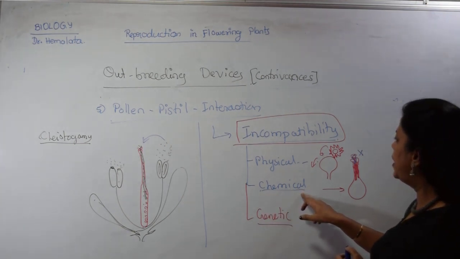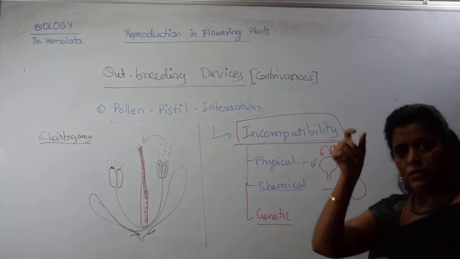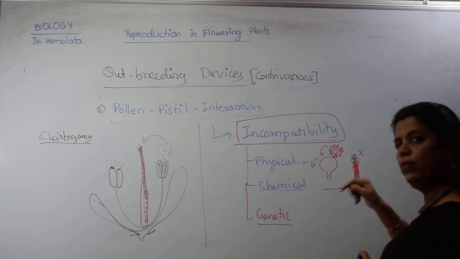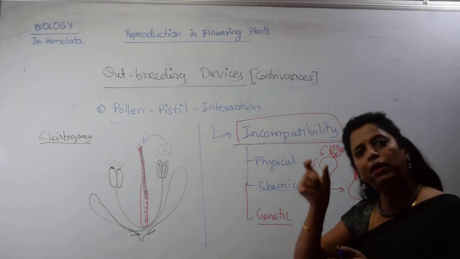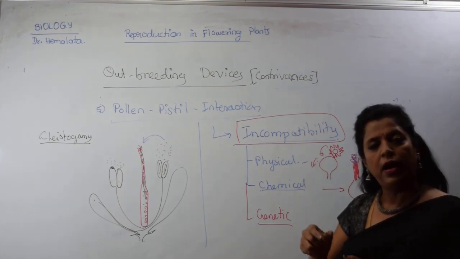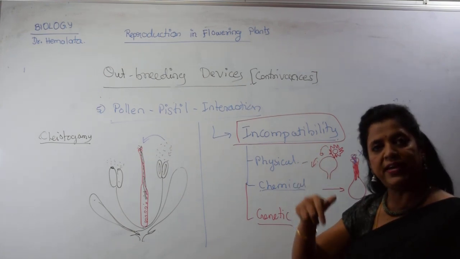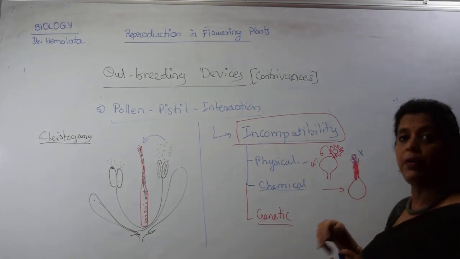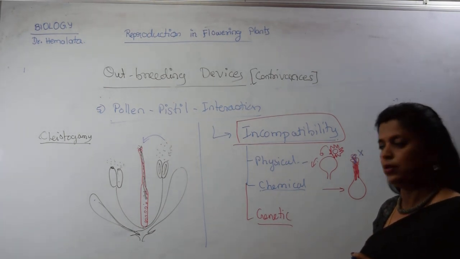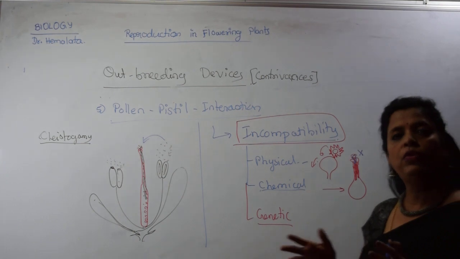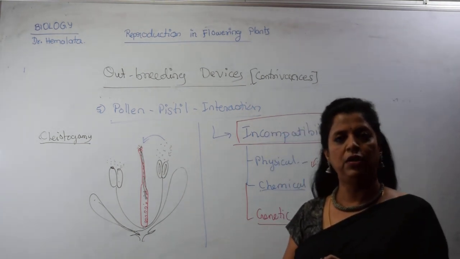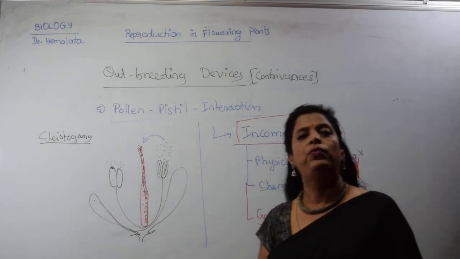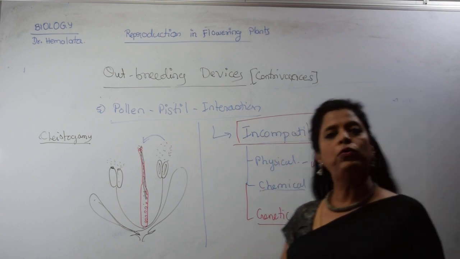Chemical incompatibility means the style will remain solid; although the pollen tube begins to form and starts penetrating, the style will not open up. The style will be solid and will not allow the pollen tube to penetrate easily. This is called chemical incompatibility. Chemicals may be released which do not help the pollen tube insertion. Then genetic: if they are homozygous, it will help in pollination. If they are heterozygous, pollination will not happen. So this is about incompatibility, which is another type of outbreeding device.